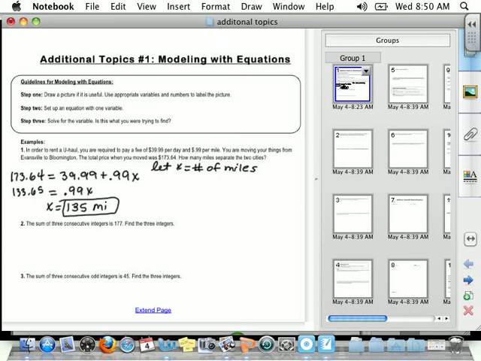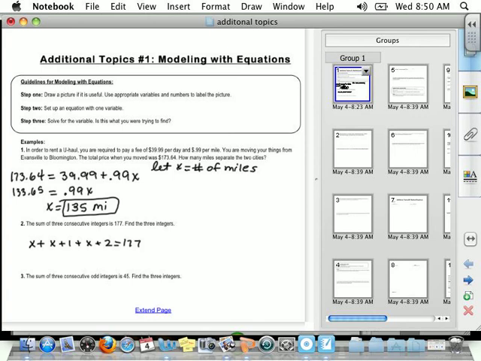Okay, the next one, it says the sum of 3 consecutive integers is 177. Find the 3 integers. So you guys have probably done things like this in Algebra 1 before. Do you guys remember how you would set these questions up? Yeah, Elizabeth? x plus 1, x plus 2 equals 177. Yep. Or 3x plus 3.